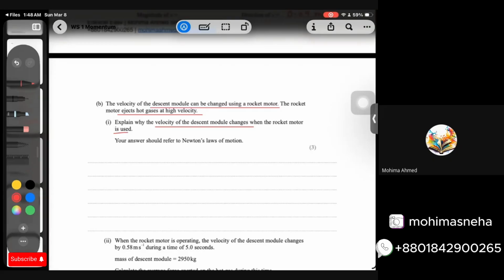Now they're asking why exactly this rocket can create this velocity-modifying effect on the descent module. They have also given information: this rocket ejects hot gas in the opposite direction at higher velocity. Using this process, somehow the rocket motor will be able to modify the velocity of the descent module. So you need to identify the laws of motion over here. Do you understand the question so far, Amir? Yes. So what do you think the answer will be?